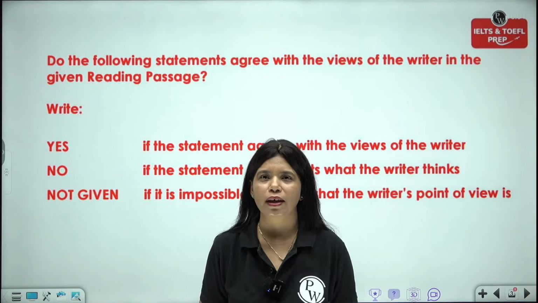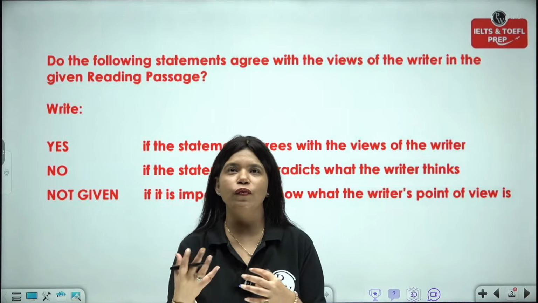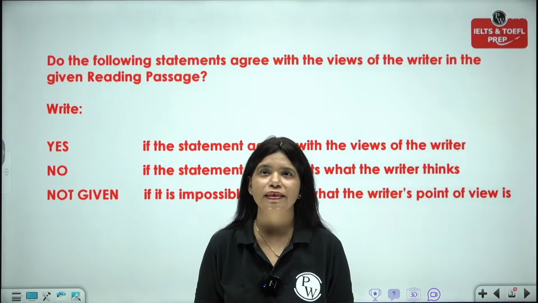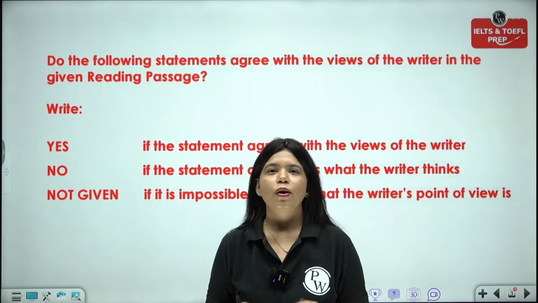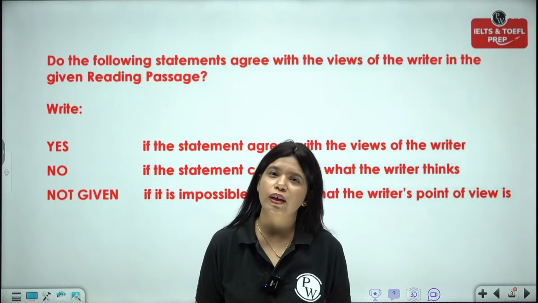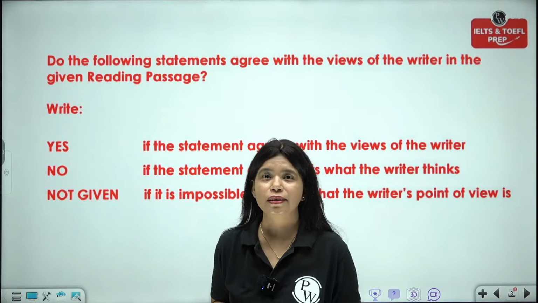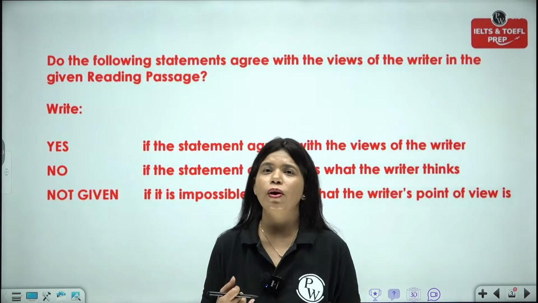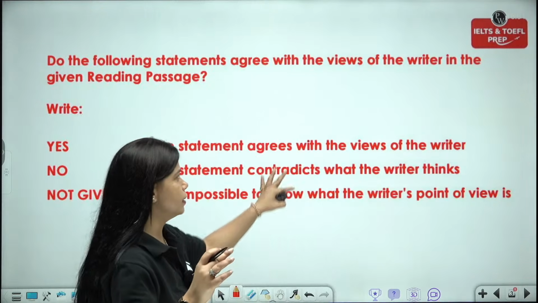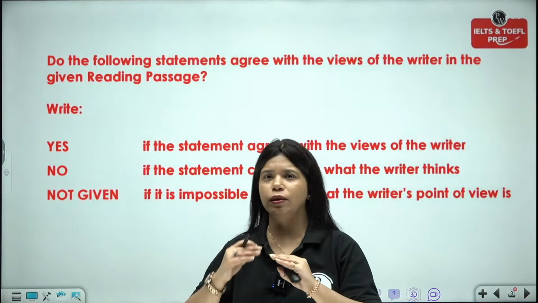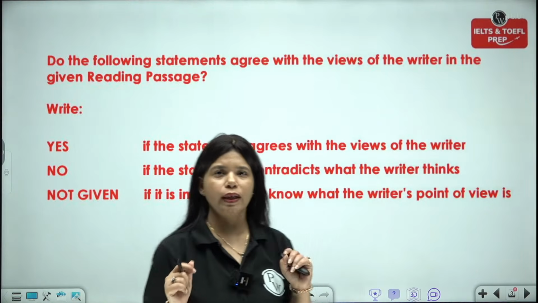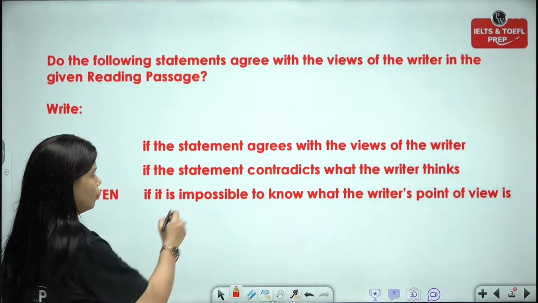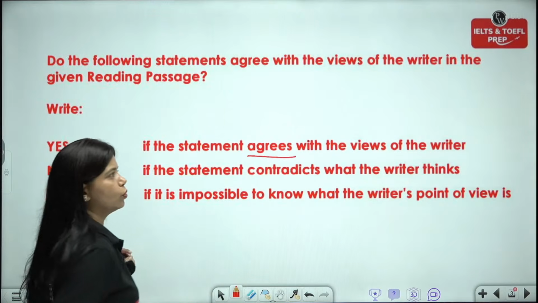We'll talk about that. Now, how exactly do you figure out that the answer is yes or the answer is no or whether it's not given? So this is the information that's given to you at the top of the question. Let's quickly read this. So it says if the statement agrees with the views of the writer.